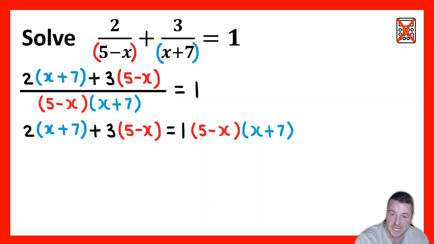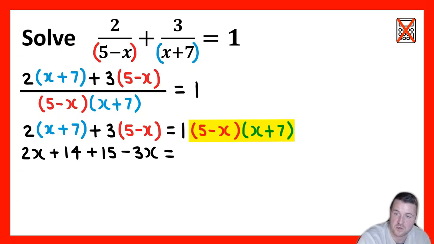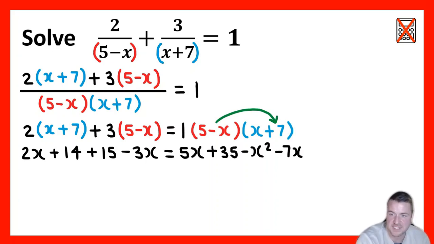As you can see, the denominators have been eliminated, and I can now focus on expanding and simplifying each side of the equation. 2 lots of x plus 7 is 2x plus 14, and then adding 3 lots of 5 minus x will be plus 15 minus 3x. Multiplying by 1 will keep this the same, so I can just focus on expanding these double brackets. 5 multiplied by x is 5x. 5 multiplied by 7 is 35. Negative x multiplied by x, negative x squared. And negative x multiplied by 7, negative 7x.